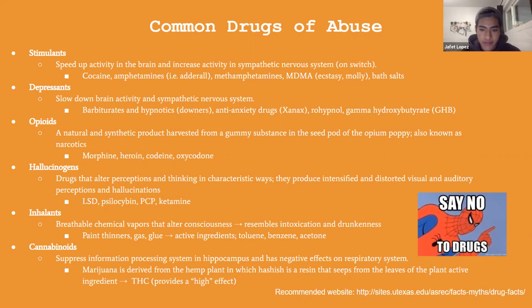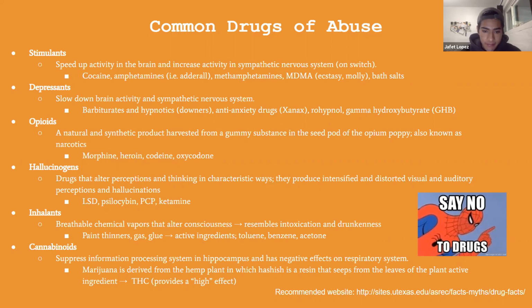Opioids are a natural and synthetic product harvested from a gummy substance in a seed pod of the opium poppy, also known as narcotics. Some examples of opioids are morphine and heroin. Hallucinogens are drugs that alter perception and thinking in characteristic ways. They produce intensified and disordered visual and auditory perceptions and hallucinations. An example of a hallucinogen is LSD. Inhalants are breathable chemical vapors that alter consciousness. Examples are paint thinners, gas, and glue.